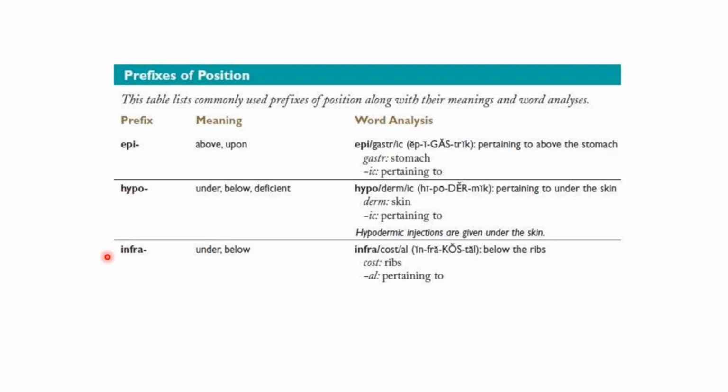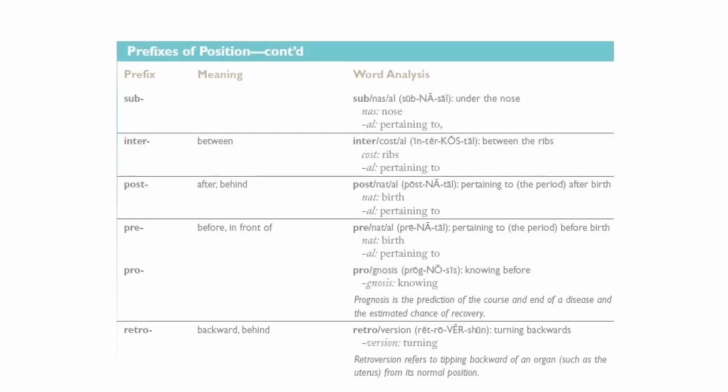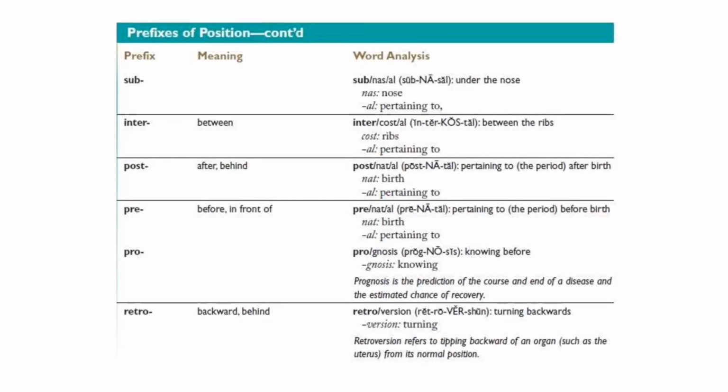Then prefix infra, that means under or below. And the word analysis for the prefix infra is infracostal. Here cost means ribs and al means pertaining to. So infracostal is below the ribs. Then another prefix of position is sub. Sub means under. And the word analysis for sub is subnasal. So under the nose. Fine. Then inter. Inter means between. So the word analysis for the prefix inter is intercostal. That means between the ribs.